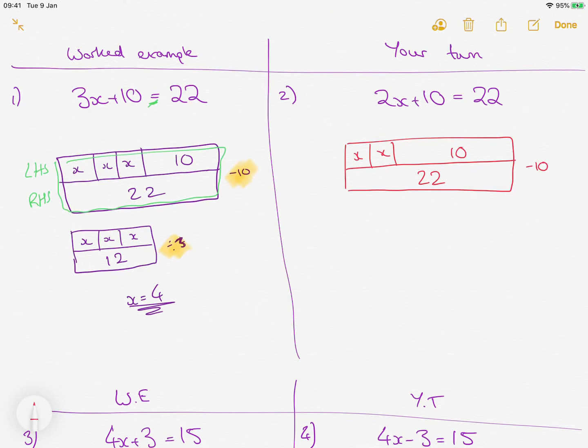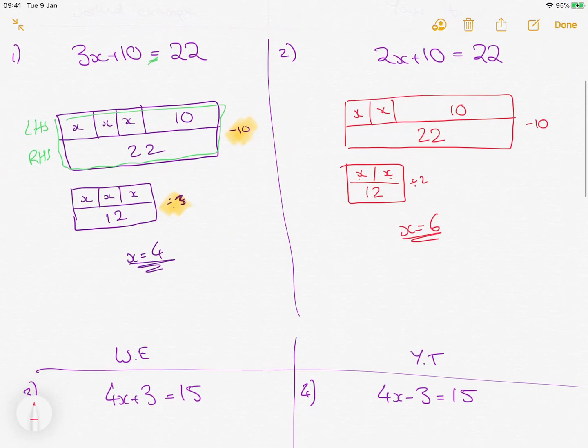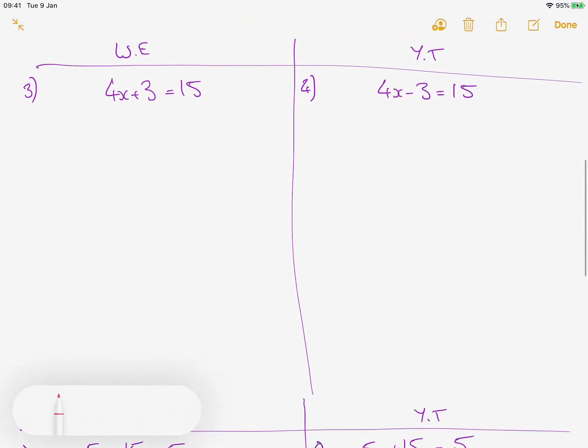So same first step, take away 10. And then I'm left with 2 x's is 12. And then I can see here if there's 2 x's, then I can divide it by 2. You don't necessarily need to say divide by 2, but you can see each of these are going to be 6. So x must be equal to 6. So whatever method you chose to do, you should have got 6. X equals 6.